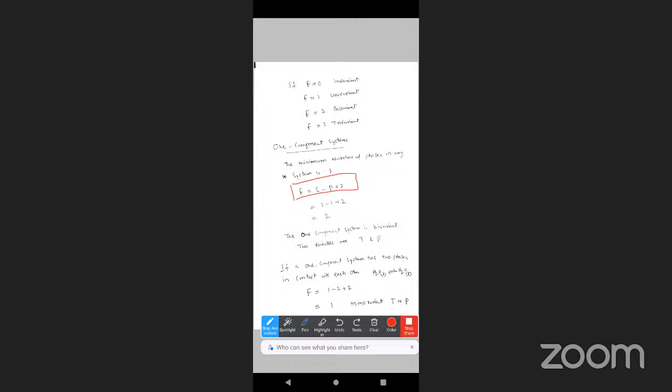according to Gibbs phase rule, we will get F equal to 2. Then F equal to 2 means it is bivariant. So the one component system is bivariant, and the 2 variables are temperature and pressure. In that bivariant one component system, the 2 variables are temperature and pressure.